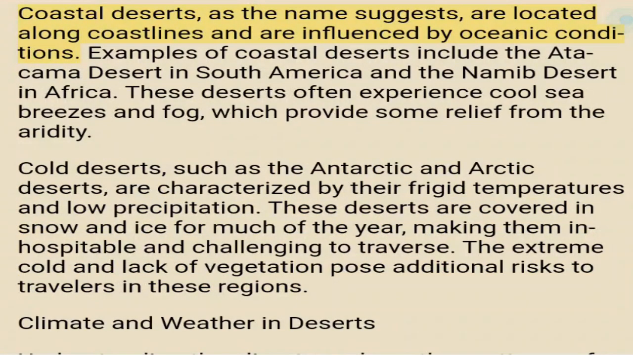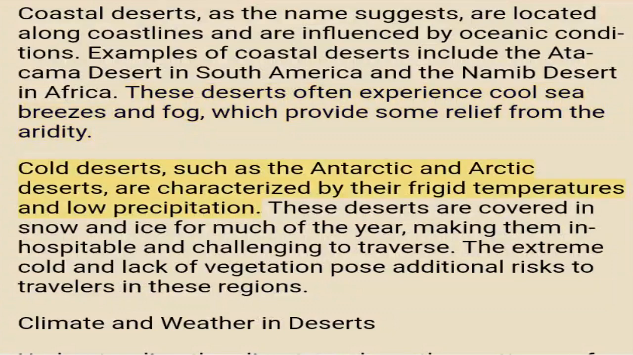Coastal deserts, as the name suggests, are located along coastlines and are influenced by oceanic conditions. Examples of coastal deserts include the Atacama Desert in South America and the Namib Desert in Africa. These deserts often experience cool sea breezes and fog, which provide some relief from the aridity.